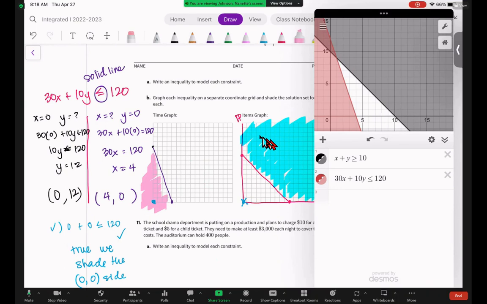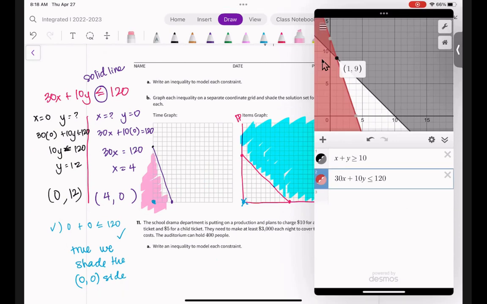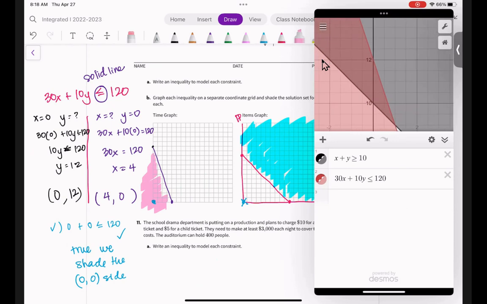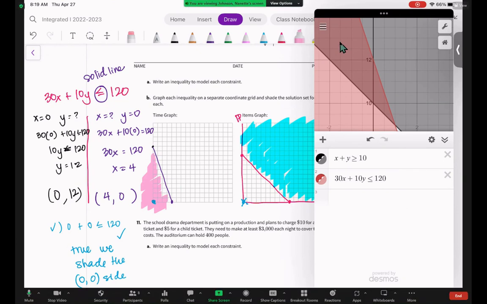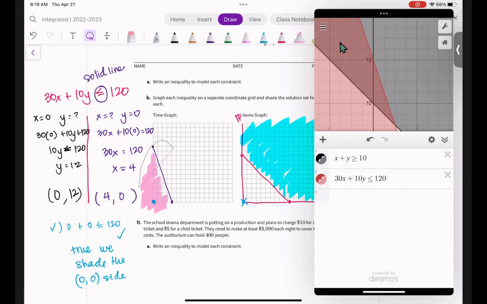Okay, some people are saying this wrong, so I want to make sure. Some people are saying where they meet, not that point. The solution set is this section here where it's shaded both black and red. Does that make sense? If I picked this up and overlapped it onto my other graph, it'd be the section that was shaded twice.